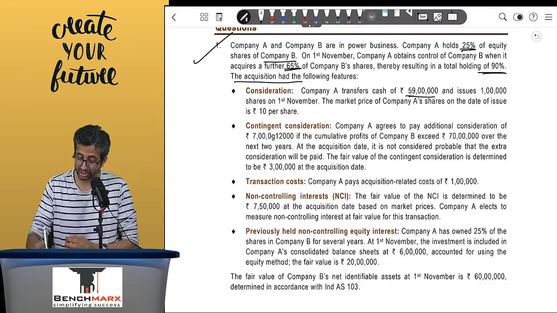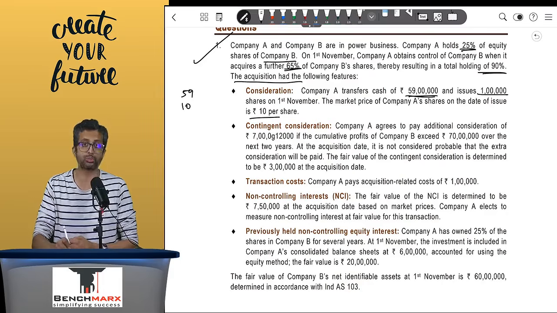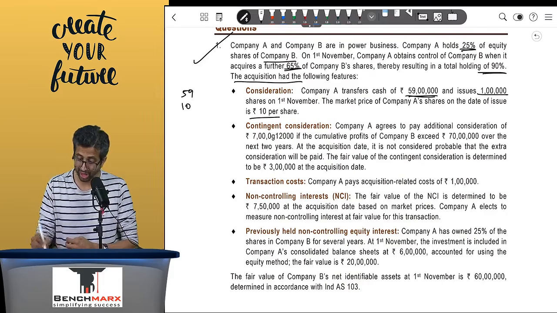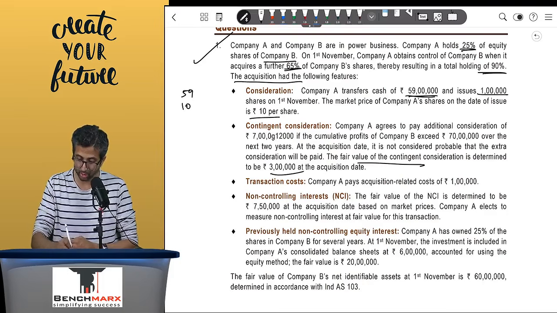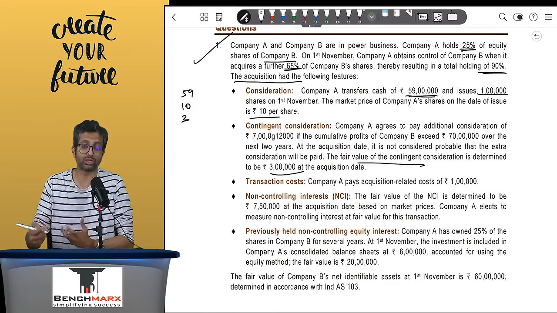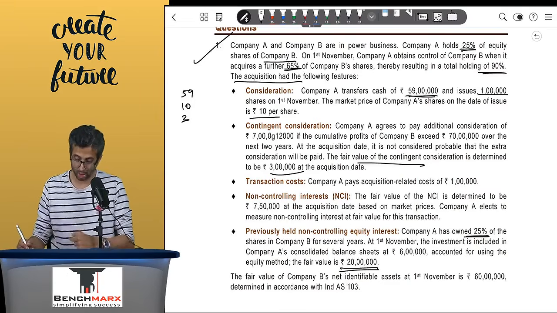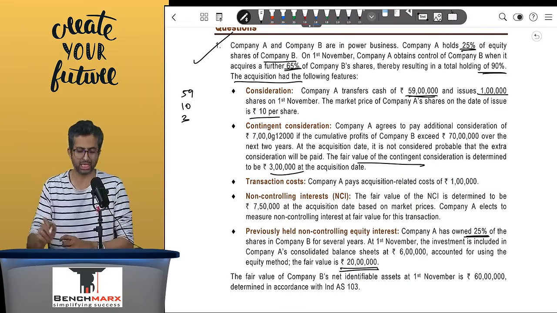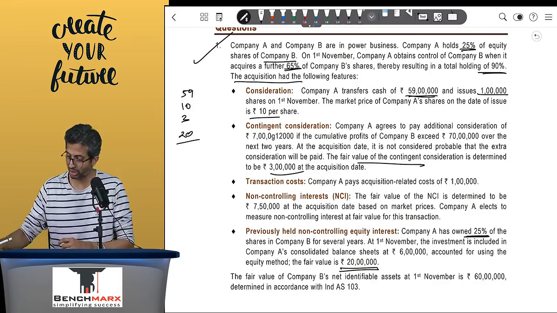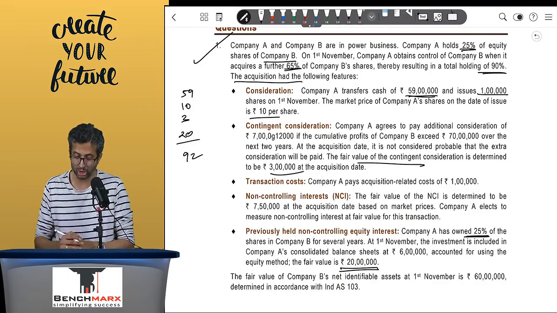Consideration: there's a cash consideration of 59 lakhs, that is a part of PC, yes. Plus it issues shares of 1 lakh at the market price of rupees 10. So that is 1 lakh into 10, that is 10. Contingent consideration, you have to take it over at fair value. The fair value over here is given to you as 3 lakhs. So this will be 3. All of this is for the 65% stake. However, you already had an existing 25% stake, which in today's market is worth 20. There will be a 14 lakh gain, which will be taken to the profit and loss. And hence, if I take the total PC, this will probably be around 92.